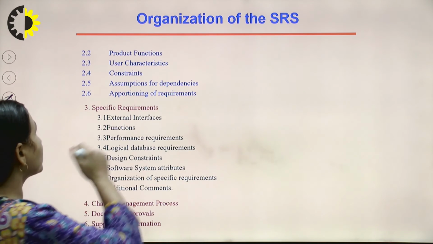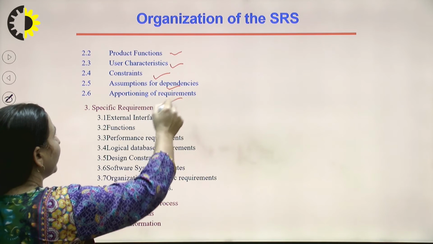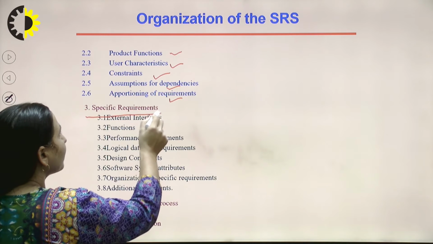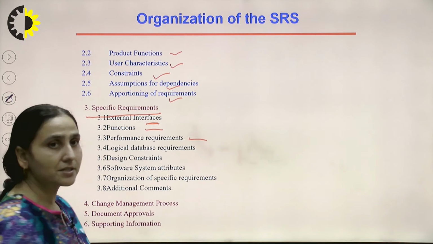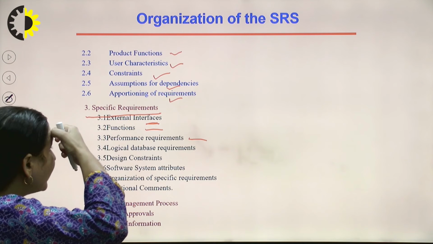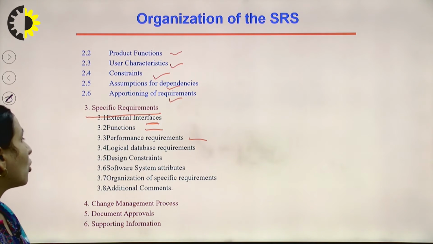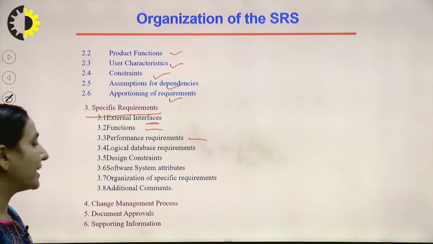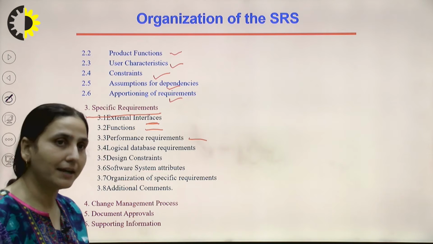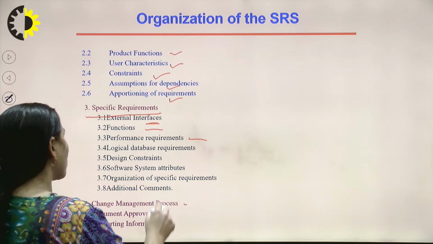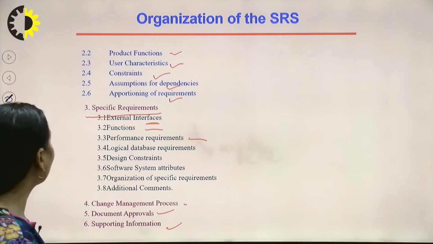Then again, product functions, user characteristics, constraints, assumptions and dependencies. Now, from the specific requirements, we can deal with the external interfaces, functional requirements, performance requirements, any logical database, design constraints, software system attributes, organization of specific requirements, and any additional information. So, this is a basic, general template which has been given by IEEE. Then there are the change management process, document approval, and any supporting information that needs to be incorporated.